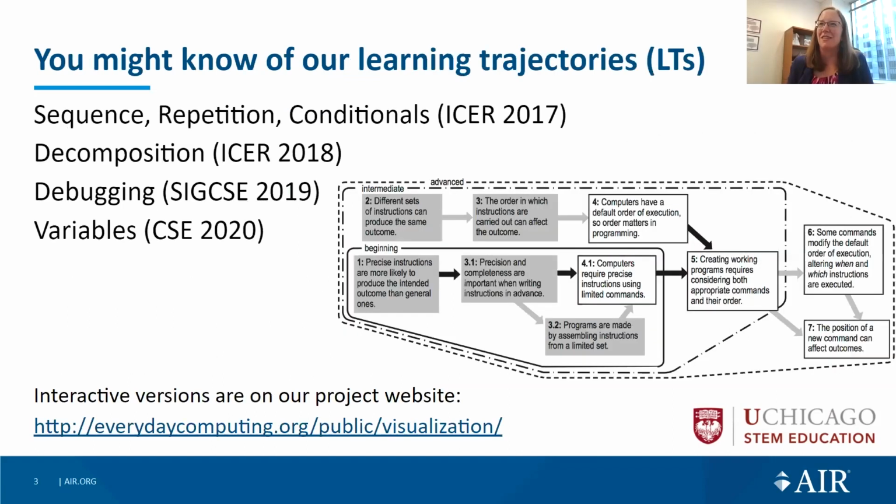It started with, let me pause for a second. Just to be clear, we're going to be talking about the variables trajectory today, mostly. But we want to make clear we do have 6 trajectories altogether that came out of this work: sequence, repetition, and conditionals, decomposition, debugging, and then this one about variables.